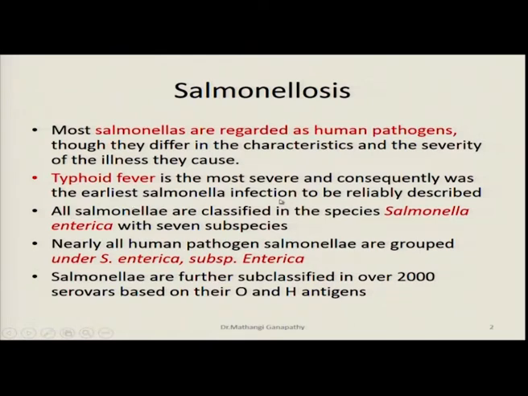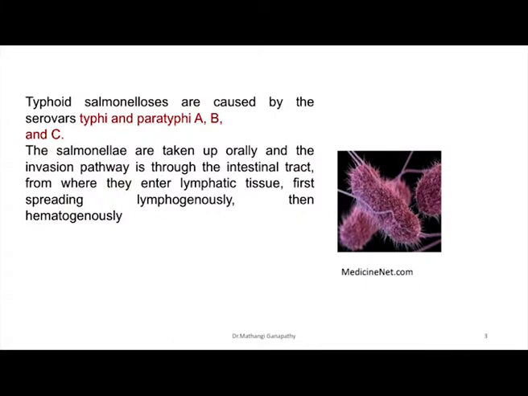All Salmonella are classified into the species Salmonella enterica. There are 7 subspecies in this, and nearly all the human pathogenic Salmonellae are grouped under Salmonella enterica, subspecies enterica. Salmonellae are further subclassified into more than 2000 serovars, and this classification is based on the O and the H antigens. This we will be discussing later. Typhoid salmonellosis is caused by the serovars Salmonella typhi and Salmonella paratyphi A, B and C.